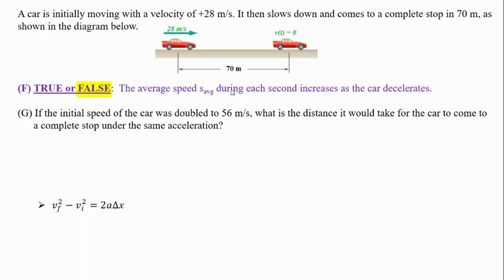All right, let's do part G. Part G, super easy to do, okay? This is just a ratio problem. It's just what if the initial speed was doubled to 56? So instead of 28, what if it doubled to 56? What distance would it take?